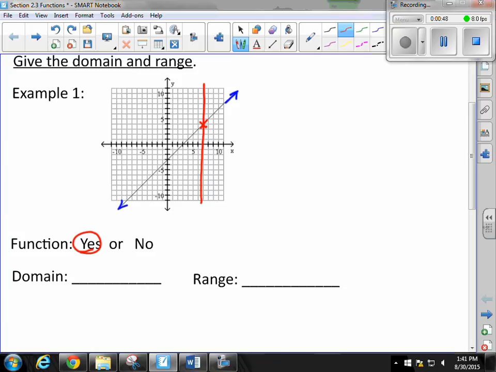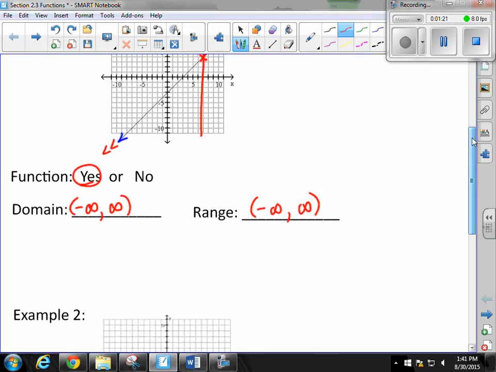My domain. Now it continues infinitely. As I go out towards the left, this line is going to keep going on. So my domain is going to go towards negative infinity. And to the right, my graph again continues on, so it goes towards infinity. My range, as I go to the left, the graph continues to go down towards negative infinity and up towards positive infinity. So domain and range for this graph both happen to be negative infinity to positive infinity.